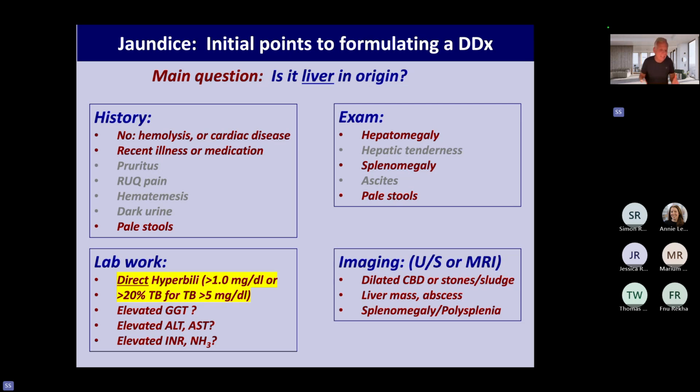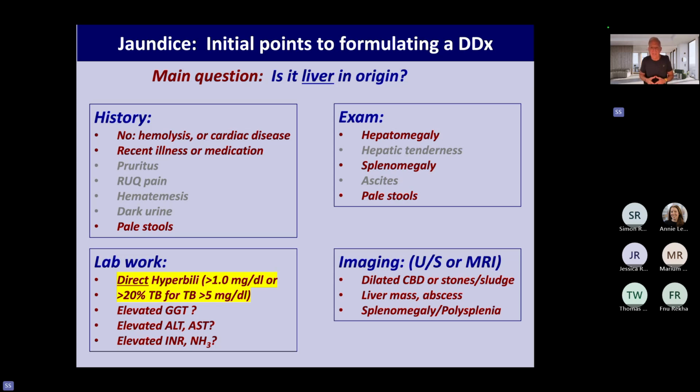Once you get that level, then there are other blood tests that you want to look at. Is the gamma-glutamyl transferase elevated? Is the ALT-AST elevated? Is there an elevated INR, an elevated serum ammonia? This is further down the line, but your first laboratory test is to define whether it's direct or indirect hyperbilirubinemia, or a mixture of the two.